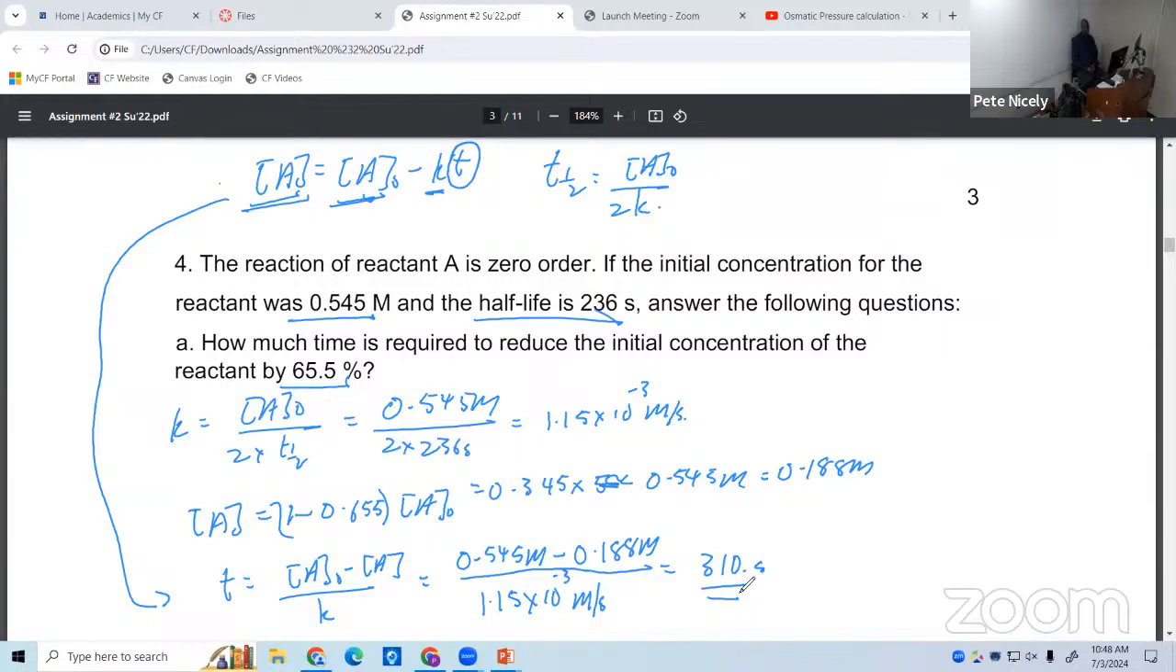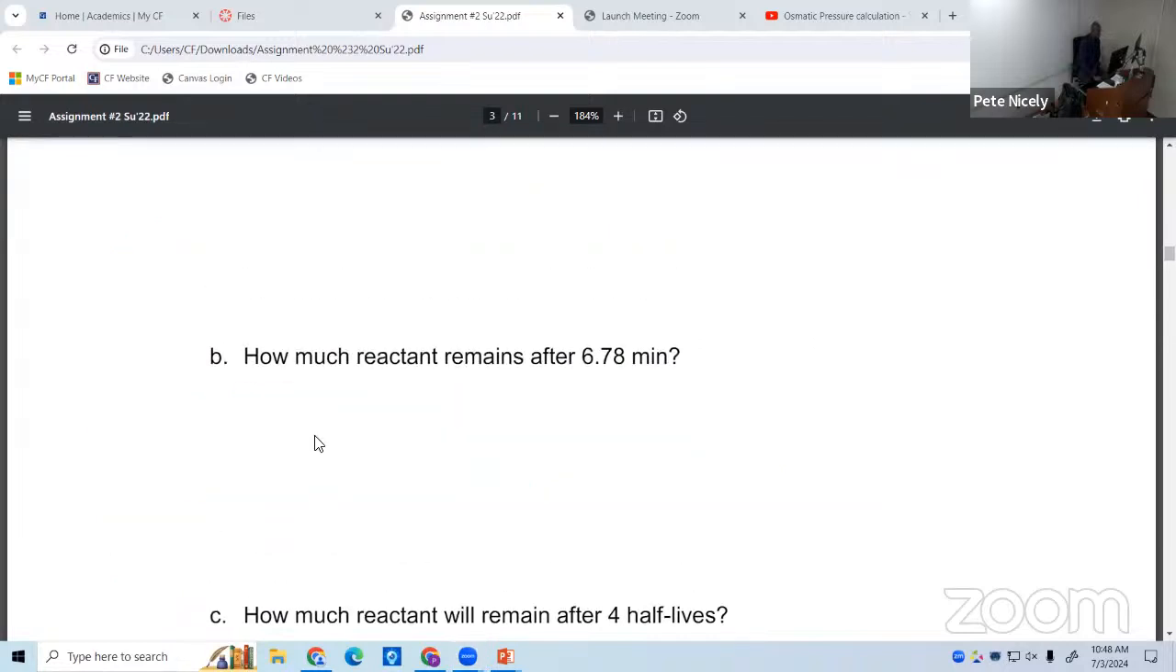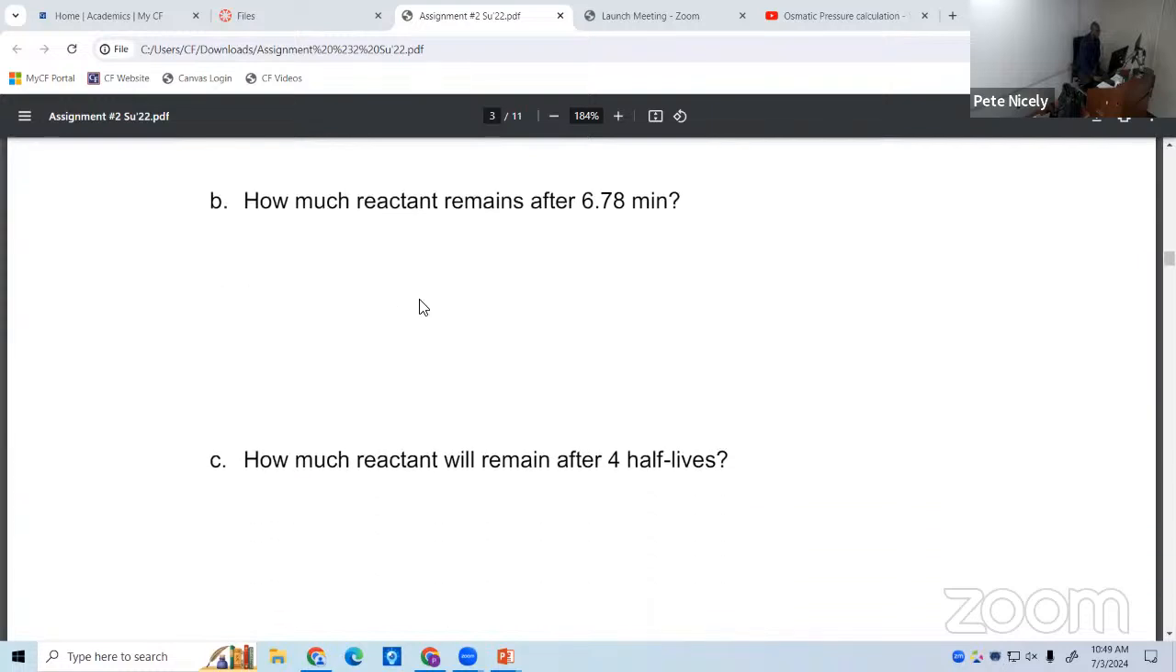Any questions about this? Any questions out there in Zoom about this one? No? Okay, good. All right. Okay for me to clear this? Can I clear this? Yeah. All right. Let me clear this and let me scroll down. Okay, now the B part says how much reactant remains after 6.78 minutes. Okay, so let me turn this back on.